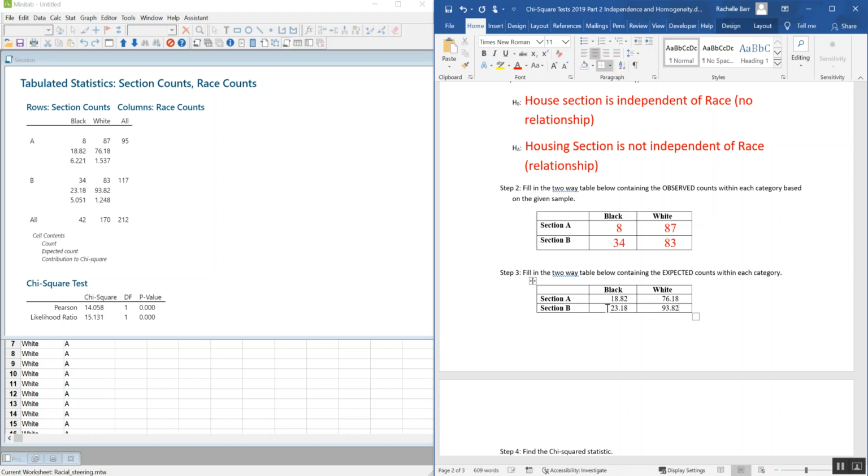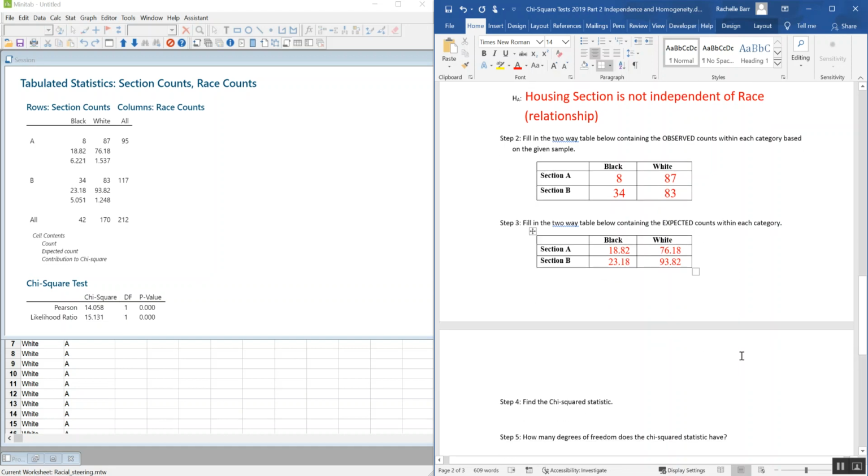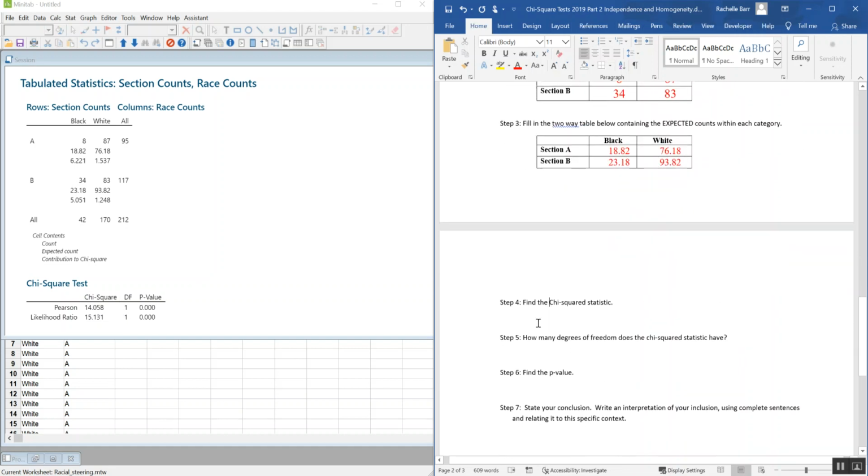93.82. You can get more decimal places if you want, but it doesn't really matter. There we go. So now we've got our comparisons of expected values to the observed, and then we've got our contributions to chi-square. These aren't horribly huge, but when you compare them to the test statistic, that is kind of big when you look at the number of degrees of freedom, because there aren't many.